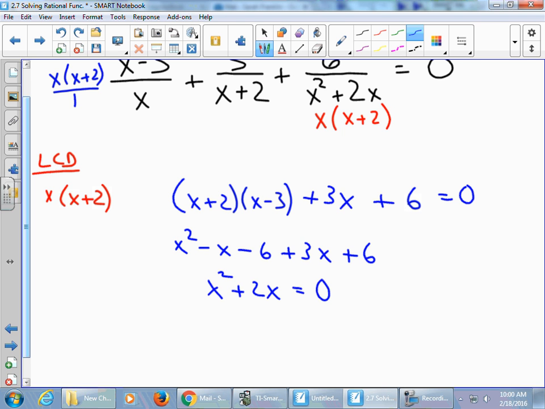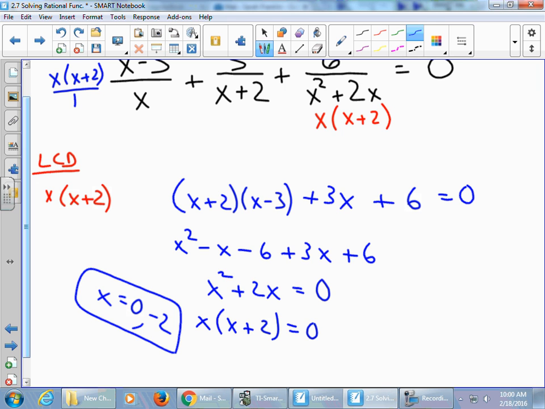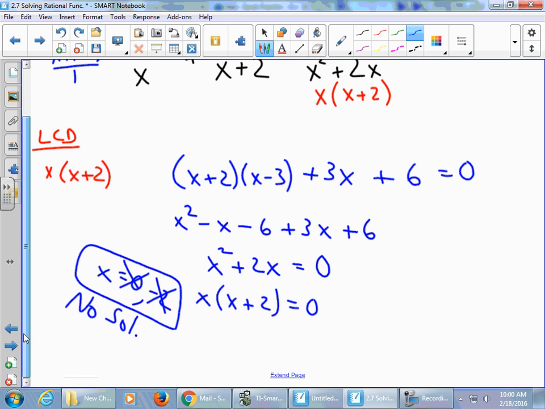I can finish this really quick. What would that be then? x plus 2. So then what are your 0 and negative 2? Do either of them work? No solution. Okay?